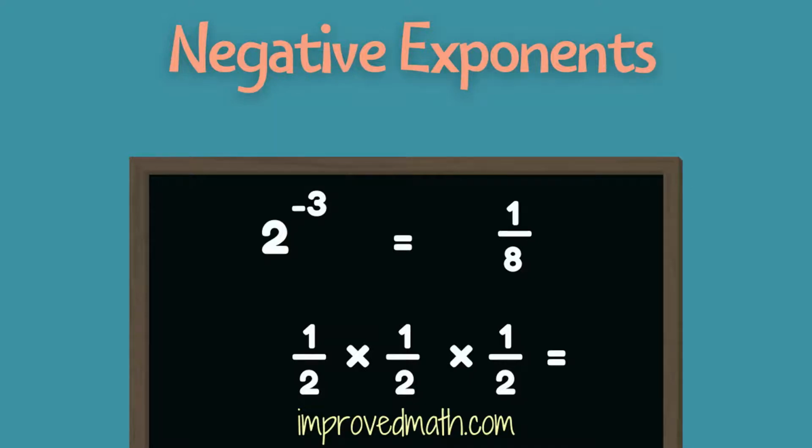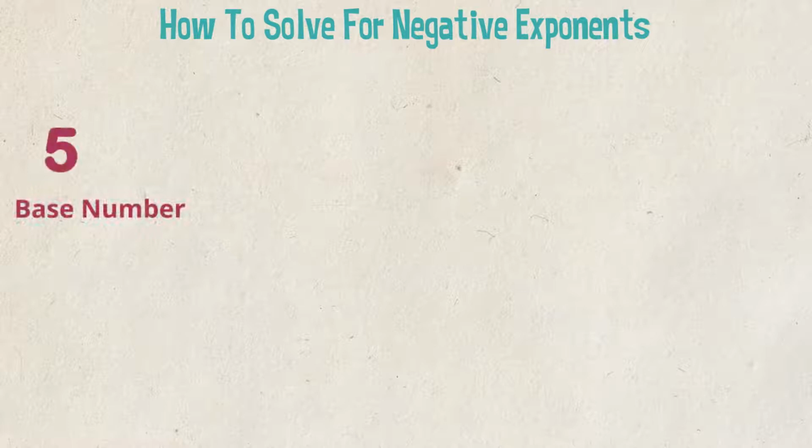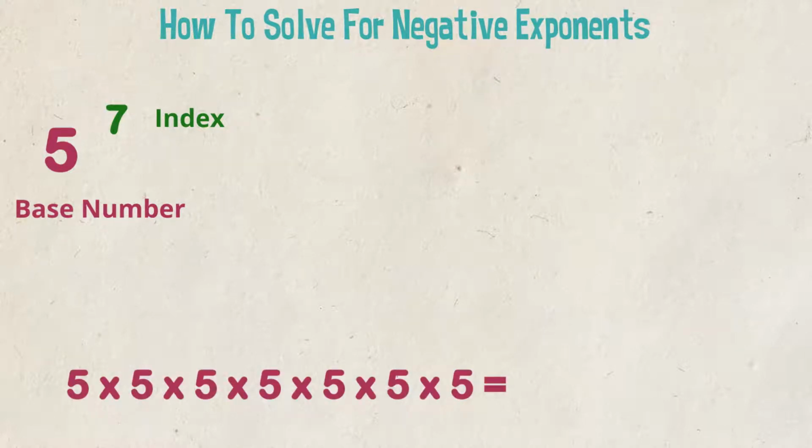So today we're going to take a look at how to solve problems that involve negative exponents. If you remember, an exponent is a mathematical expression that shows a base number and an exponent index. That base number is a number that we multiply by itself a certain number of times, and the number of times that we repeat that multiplication is indicated by the index. So for example, 5 to the 7th power just means we multiply 5 by itself a total of 7 times.